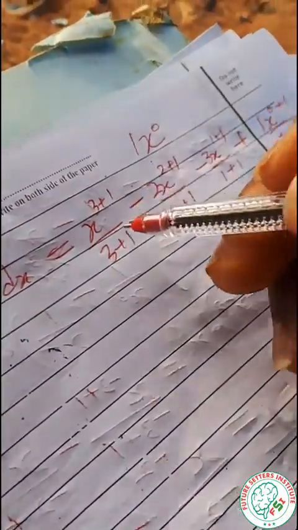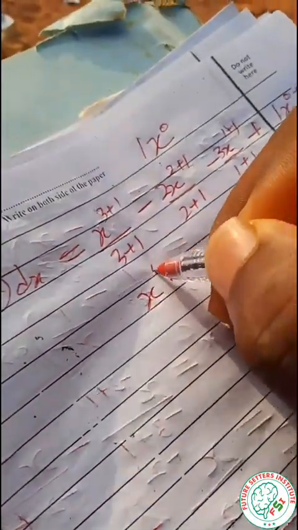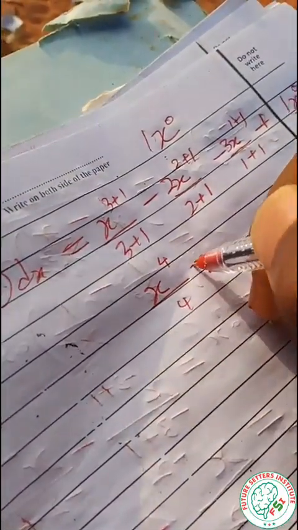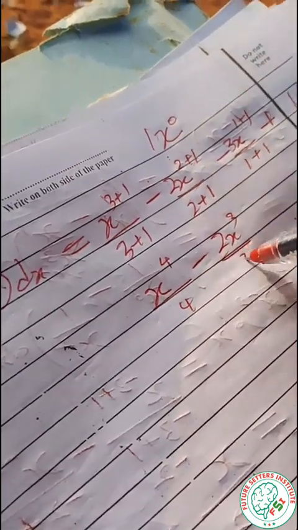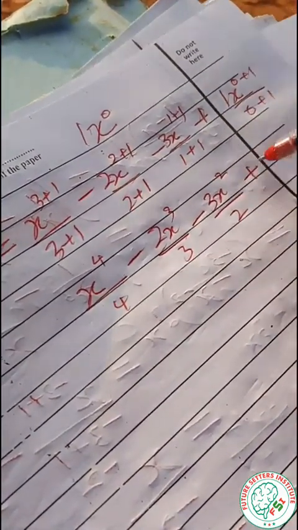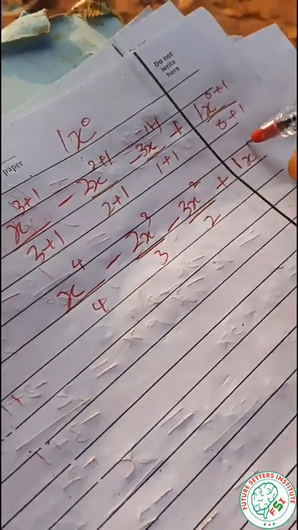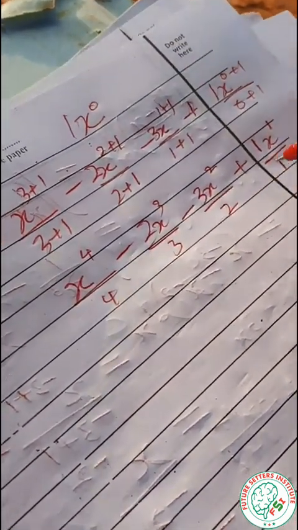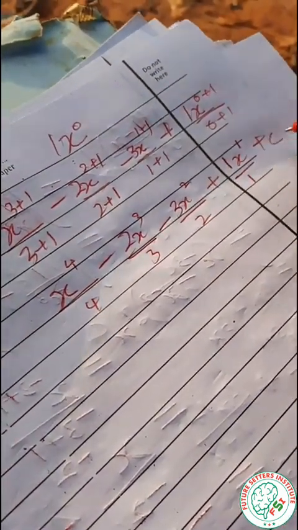Now we take it step by step. Now 3 plus 1 is 4, x raised to power 4 over 4, minus 2x raised to power 3 over 3, minus 3x raised to power 2 over 2 plus 1 x raised to power 1 over 1. So we are going to say plus c. Don't forget to add c.